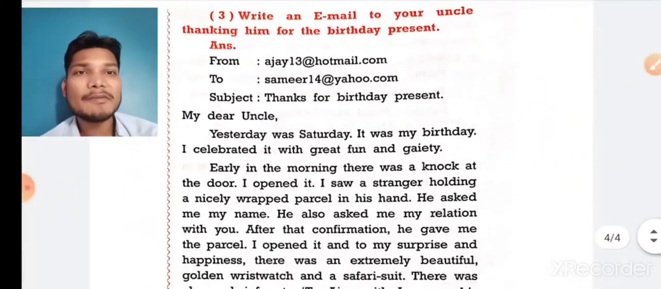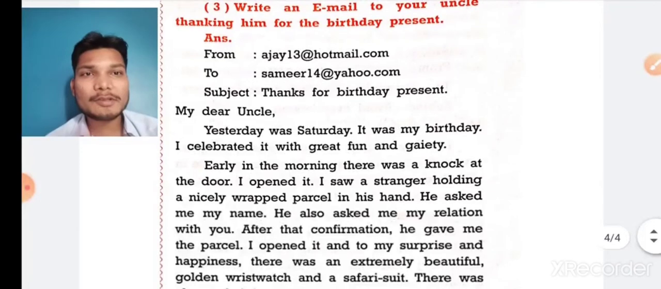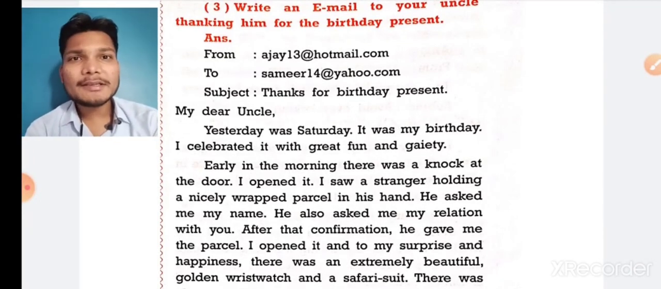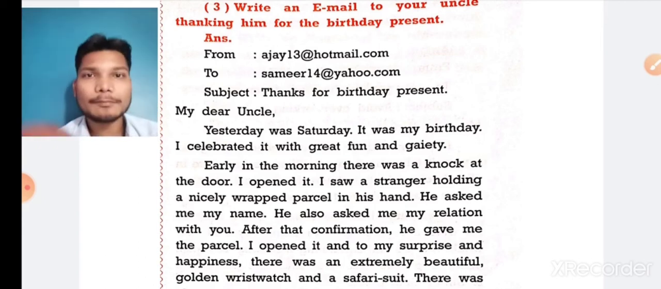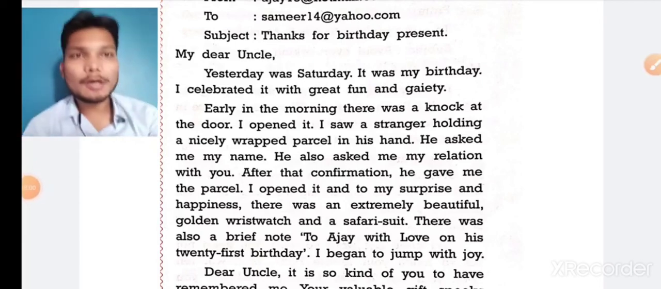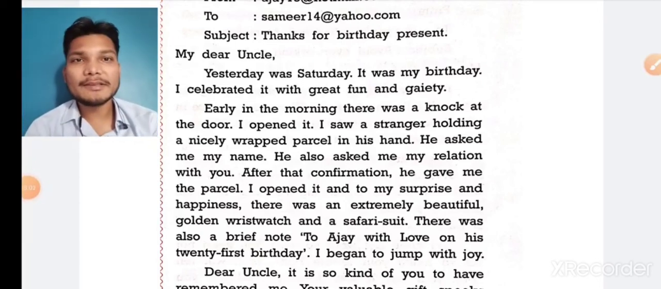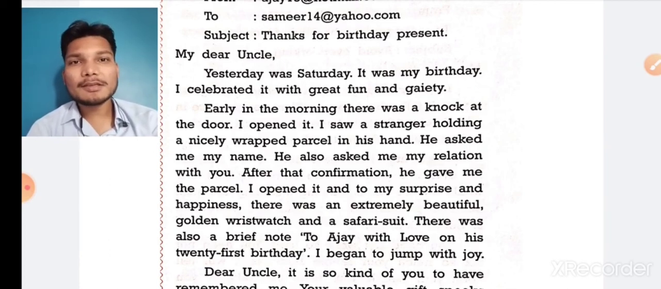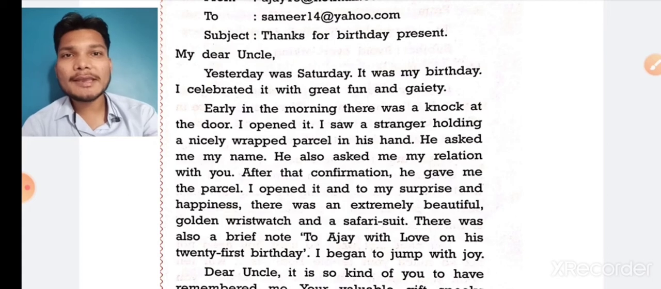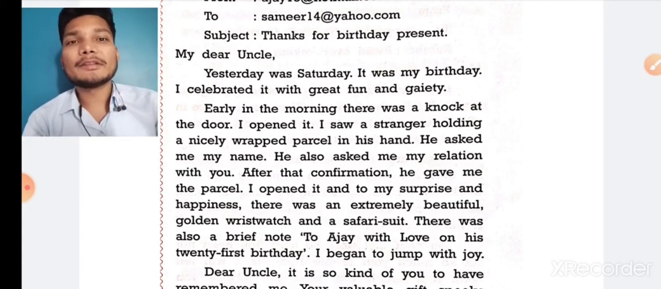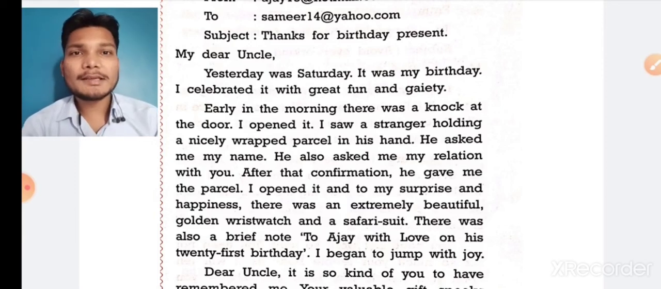Now the third point that you have to write is your subject. Subject line should be very short. So what is your subject line? Thanks for birthday present. If you are not going to write any subject line, that is also okay. Now as you are writing to your uncle, directly you can start with: my dear uncle, and for what you are writing, thanking for your birthday present, okay. Now as you are writing to your uncle, you can write so many things, okay, about his health and everything.